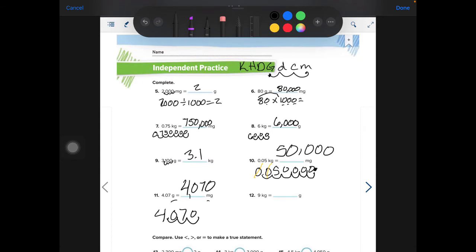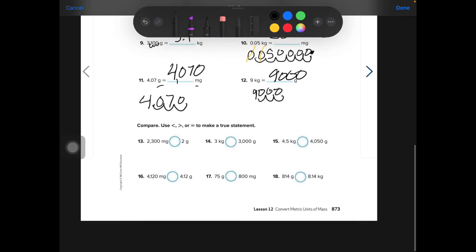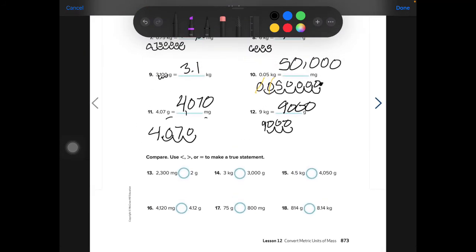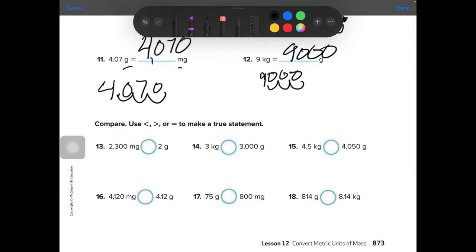All right, kilograms to grams. We're going to go kilograms to grams. 1, 2, 3. 9,000. Okay, now we need to compare. Now, the best way to do this is to convert them to the smallest unit. Then it's easier to compare because smaller units are more precise. So we have 23,000 milligrams or 2 grams.